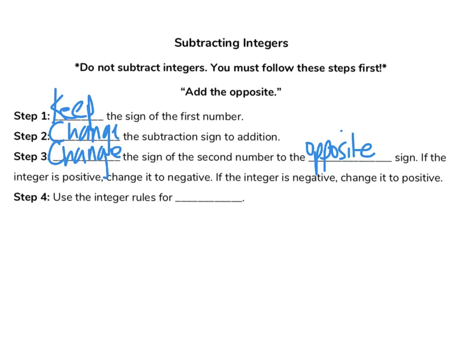So if you remember back to dividing fractions and we talked about keep, change, flip, when we are subtracting integers, we're going to remember the phrase keep, change, change. So again, we're going to keep the sign of the first number, change the subtraction sign to addition, change the sign of the second number to the opposite sign. So if the integer is positive, we're going to change it to become a negative, and if the integer is negative, we're going to change it to a positive. And then we are going to use the integer rules for addition. So you're going to refer back to how we added integers.